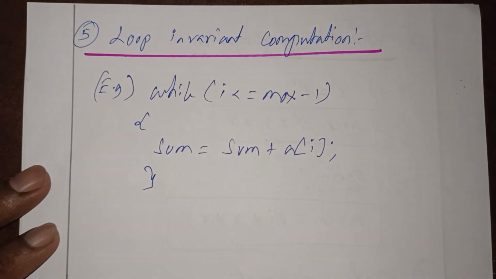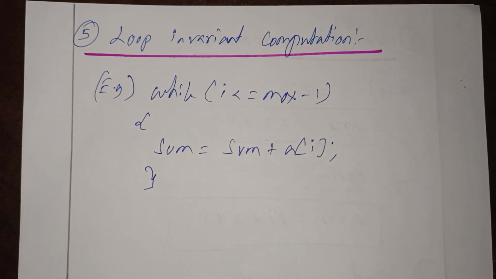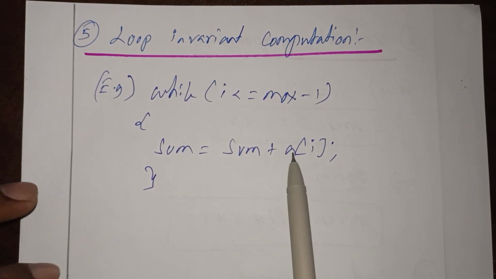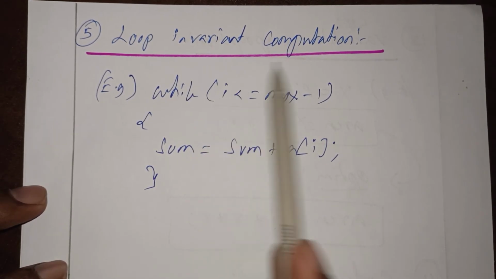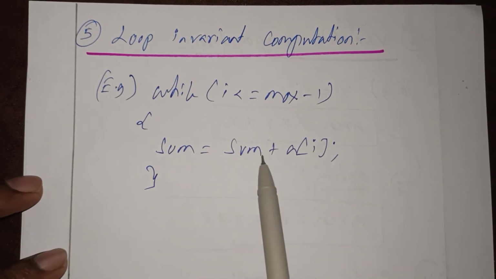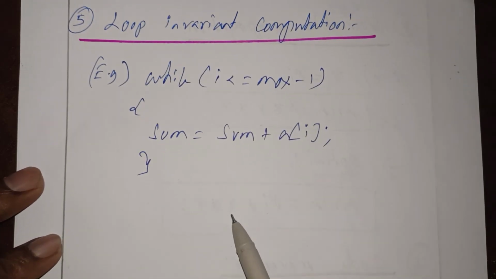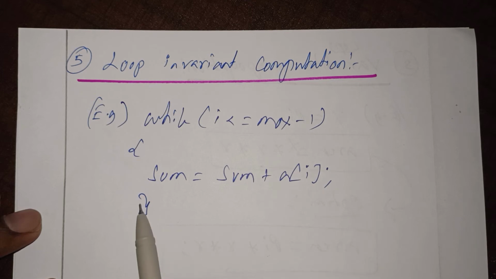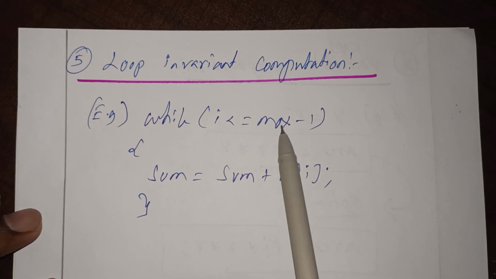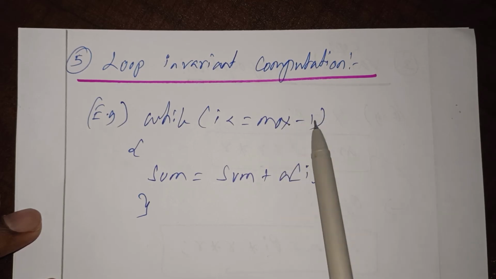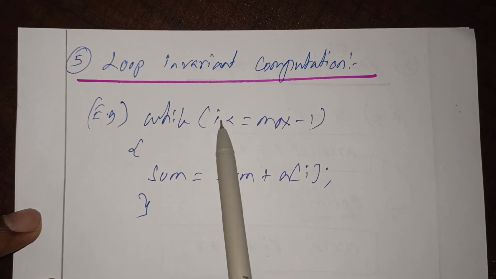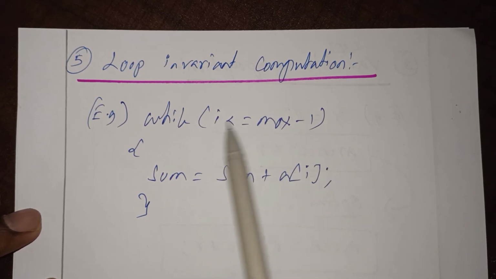Just focus only on this particular part because I cannot write the full code. Okay, so the a is already there, and i has been already initialized. Now sum is equal to sum plus a of i. Now the loop invariant is here, you can check it. i is less than or equal to max minus 1. Whatever the value of max, that will always be minus 1, and that value will be compared with i. It takes a little time.